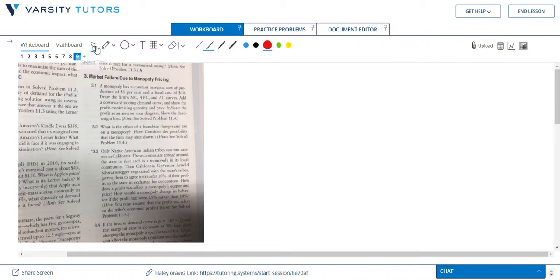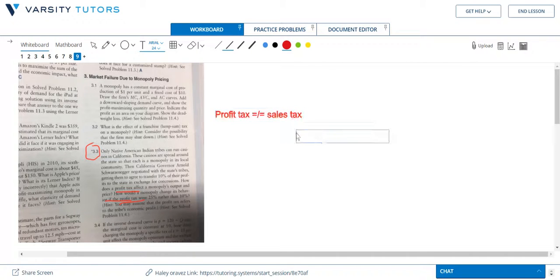Last question is question number 33. So 33, only Native American tribes, blah, blah, blah, it's a monopoly. The only thing that mattered to me was this word profit tax. Profit tax, profit tax. If I could hammer one thing into your head, it is that profit tax does not equal sales tax. Sales tax is the kind of thing that could shift the supply, but a profit tax, as I understand it, is a lump sum tax. And the lump sum tax does not shift the supply.